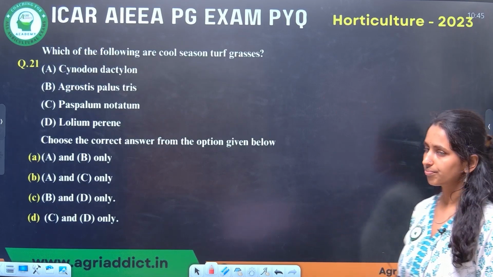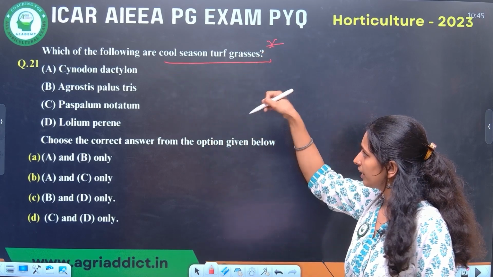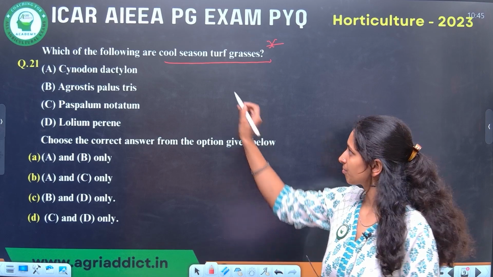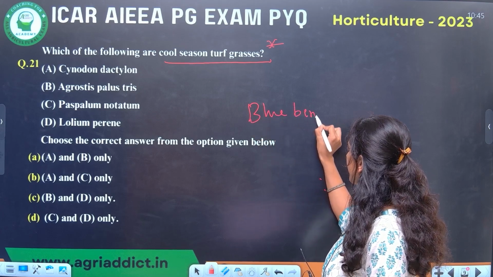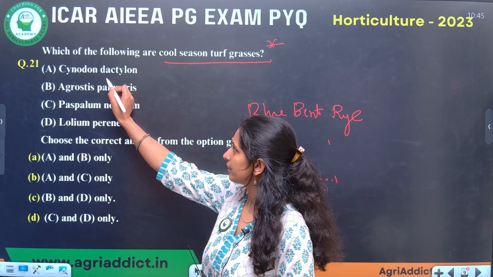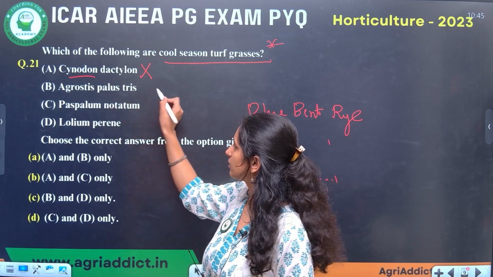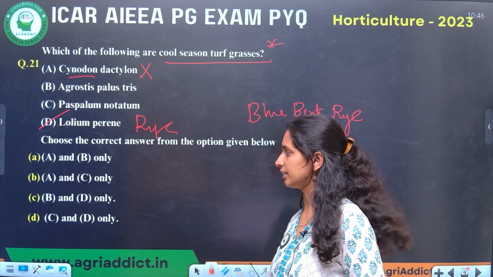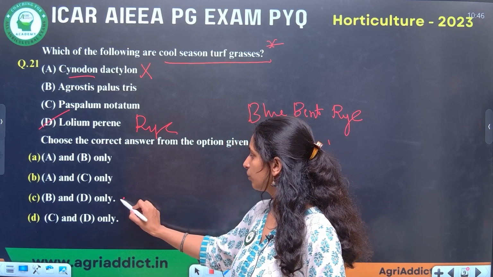Let's see the next question. Which of the following are cool season turf grass? This is also a repeated question. In the last class I have given one list, both cool season and warm season grasses. You just look into the list. In the cool season grasses, I gave one hint to remember, that is blue, bent and ray. These 3 grasses are mainly cool season grasses. Here Cynodon dactylon is a well-known warm season grass, so it can't be the answer. Then Agrostis palustris is also cool season, and we can easily see that Lolium is a ray grass, that is cool season grass. So the option having D, only these 2, C and D.